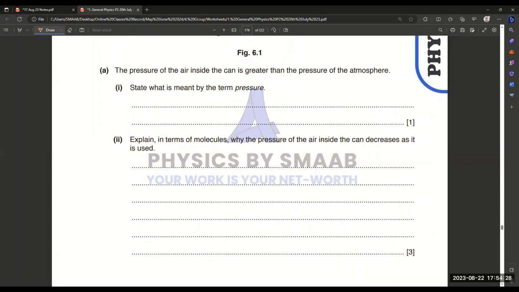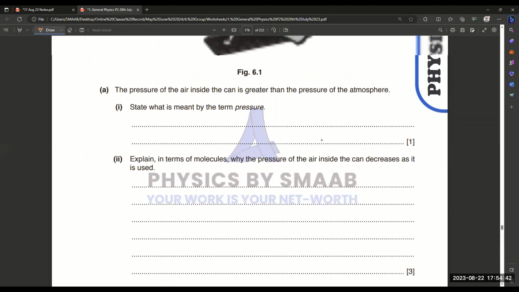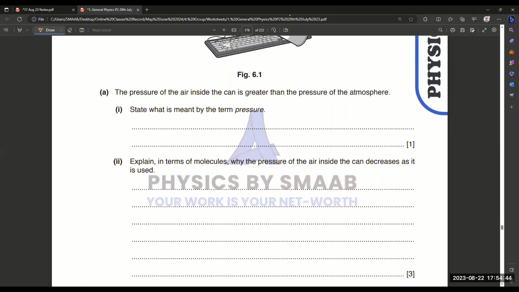So what are the factors? Sir, for constant temperature, pressure and volume are inversely proportional. Yes. Would it not be increasing? Because the volume inside decreases when the air comes out. Yeah, okay. So basically when air comes out, the volume is actually decreasing.